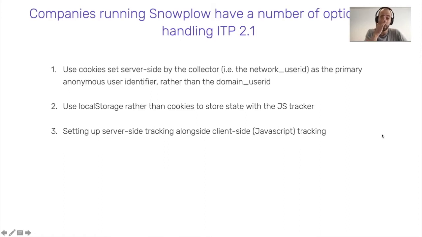The good news as Snowplow users is you already have a number of options for handling this, and I'm going to run through 3 of them. The first is to use cookies set server-side by the collector, i.e. the network user ID, as the primary anonymous user identifier, rather than the domain user ID. The second approach is to use local storage rather than cookies to store state for the JavaScript tracker. And the third, which isn't really a solution to this problem but is an interesting thing to think about in this context, is to do more server-side tracking. I'll go into each of these in a bit more detail.